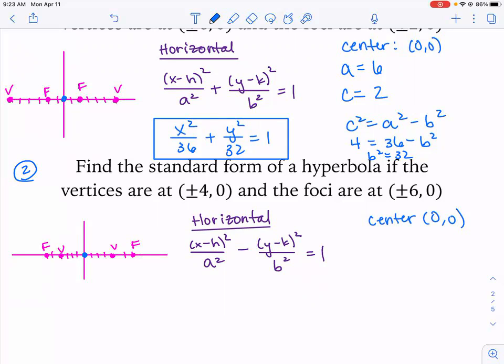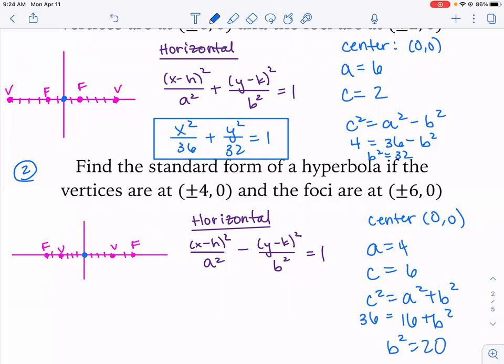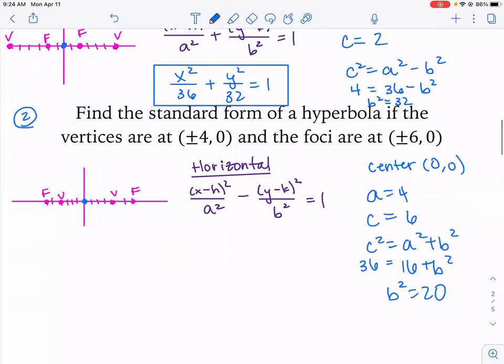Our vertices are how far away? 4. A is 4. Our foci are how far away? 6. Now C squared is A squared plus B squared. So C squared is 36. A squared is 16. What does that make B squared? 20. So we can simply write x minus 0 squared over 16 minus y minus 0 squared over 20 equals 1.